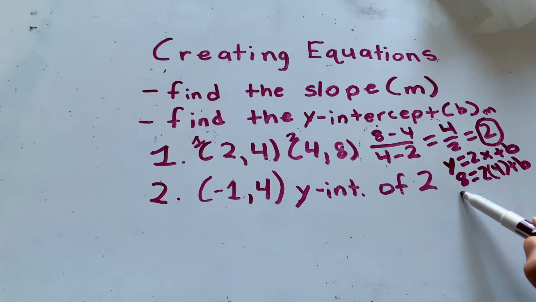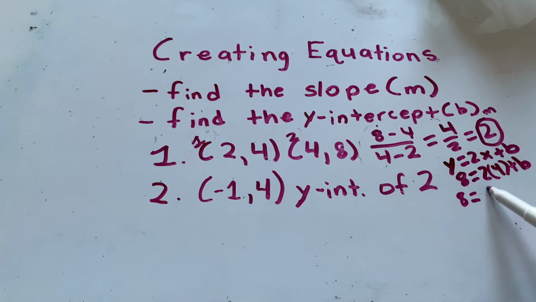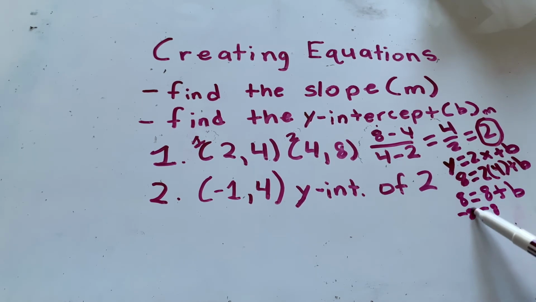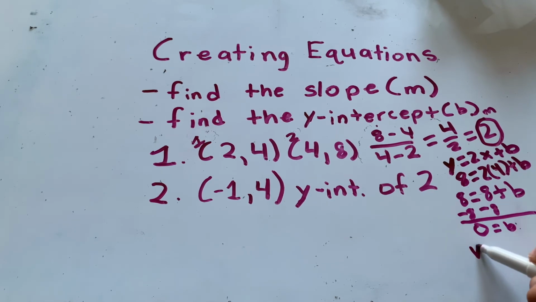And we can simplify this to 8 equals 8 plus b. Minus 8 from both sides, and you get 0 equals b. Meaning that the equation for this is y equals 2x plus nothing, because b equals 0.